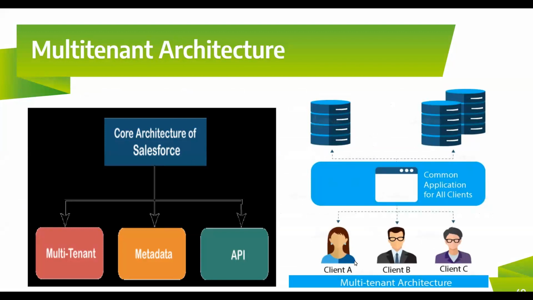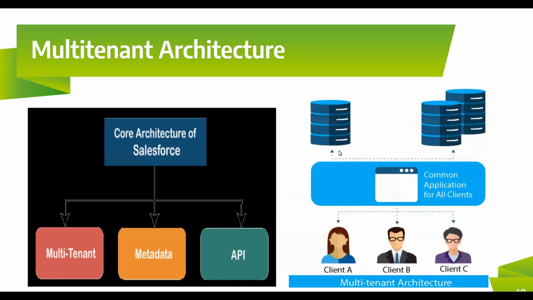Now you can see the example here. This is an example of multi-tenant architecture, right? We have three clients, client A, client B, and client C. Client A is going to connect through the common platform to its metadata. Client B is also going to connect to the common platform and to its own metadata. No mess up will happen here. Everything will be connected according to its own metadata.